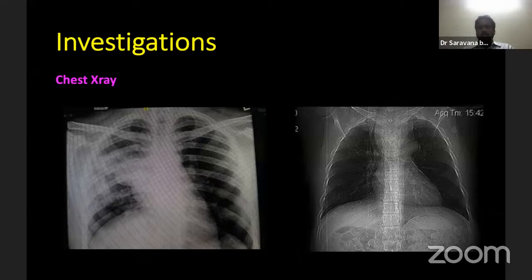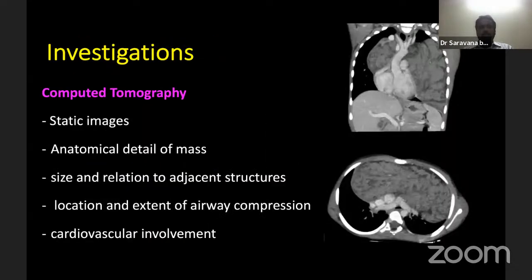To investigate further, the other investigation of choice is computed tomography, because this is one of the most important investigations where we can plan our anesthetic management. It will guide us on what kind of anesthesia plan we are going to give for this patient. Whether plan A, plan B, plan C, we have to keep in order based on the CT findings as well as the clinical symptoms, as already told.